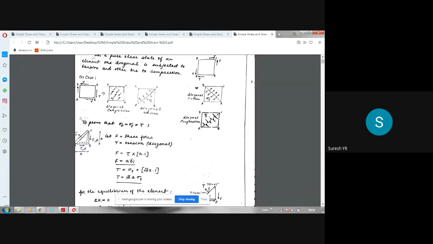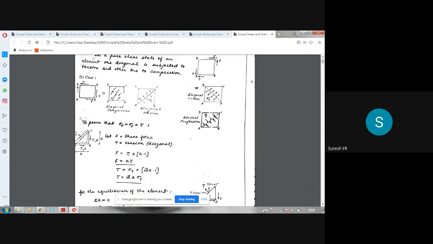Simple expression. Now what about the diagonal AC? This tension force is acting along this area. Once again, this area is AC into 1. AC is root 2A, so the length of AC is root 2A into 1. That becomes the area. Sigma T is the diagonal tensile stress, and T is the tensile force. So force is equal to stress into area. We take this area because tension is acting on this. That means you get T is equal to root 2A into sigma T.